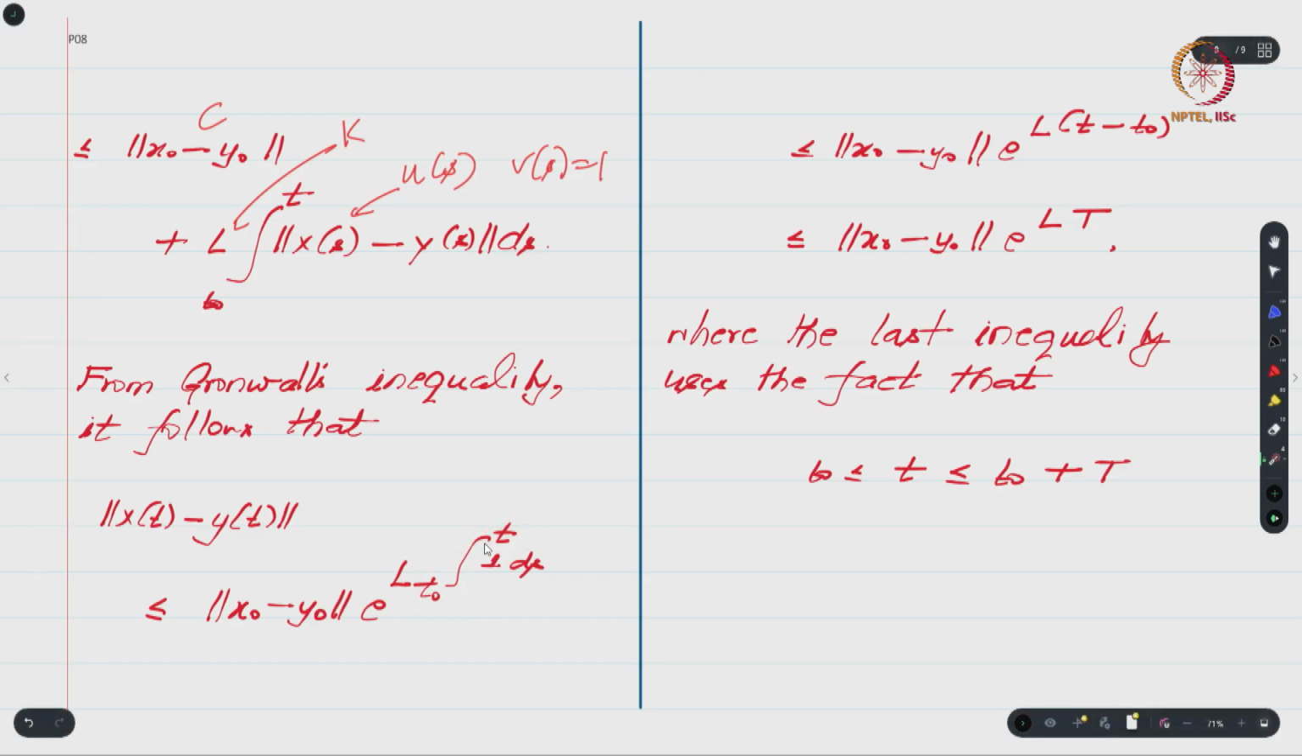So this will be like t minus t naught, and because your little t is between t naught and t naught plus capital T, one can easily see that this expression is upper bounded by the distance between x naught and y naught times e raised to LT. Is this okay? And notice that the right hand side now does not have any dependence on little t. So one can conclude that this expression is upper bounded by this thing which does not depend on t, and this is true for every t between t naught and t naught plus capital T.